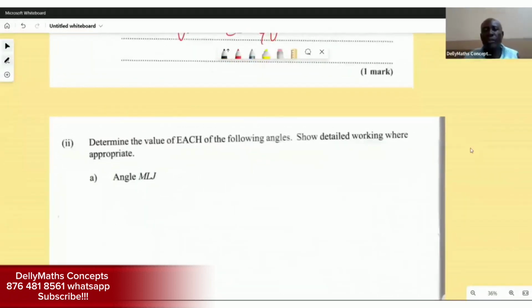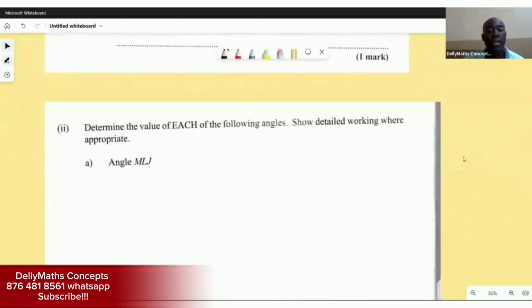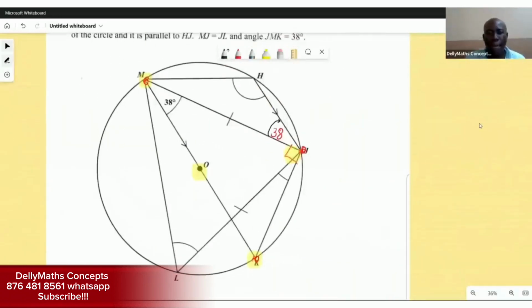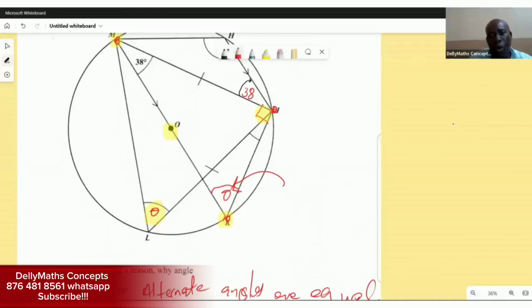It says, determine the value of each of the following angles, show detailed working where necessary. So we were not asked for reasons, just detailed working where necessary. MLJ is already highlighted for us. We need this angle right here. MLJ. So take a good look at MLJ. We're going to notice something here. Let's look at this. This angle is equal to this angle. So if I find this angle, I automatically would have found the angle that I want because they are in the same segment.